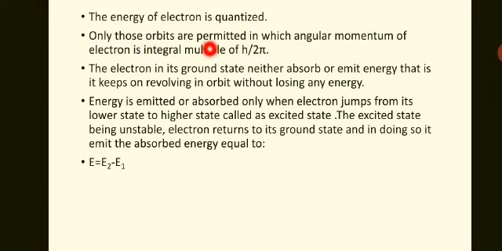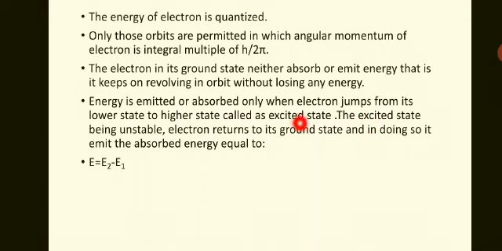Only those orbits are permitted in which angular momentum of electron is an integral multiple of h upon 2 pi. The electron in its ground state neither absorbs nor emits energy, that is, it keeps on revolving in orbit without losing any energy. Energy is emitted or absorbed only when an electron jumps from its lower state to a higher state, called the excited state.